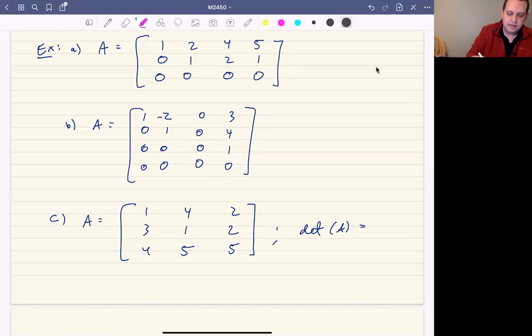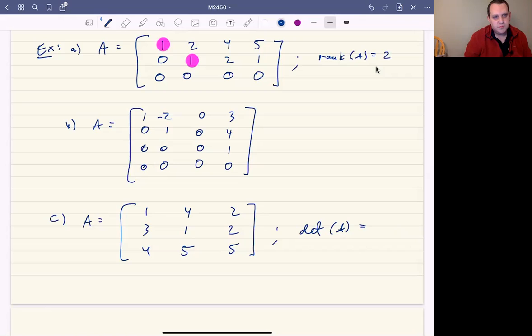So looking here at example A, we have two leading ones, and that means simply that the rank of A is 2. There's really not much more to say there. You can compute the rank of the column space or the rank of the row space, and what you would get would be a subspace of dimension 2.